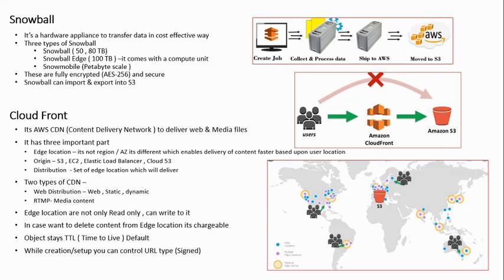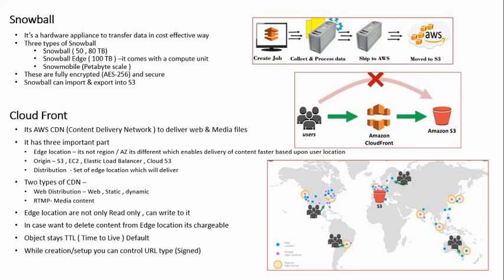So CDN, content delivery network, delivers web and media files. It's of two types: web distribution and RTMP. RTMP is for media, and web distribution is definitely for web, be it static or dynamic. CloudFront consists of three important parts. One is definitely the edge location, which is not a region or availability zone.